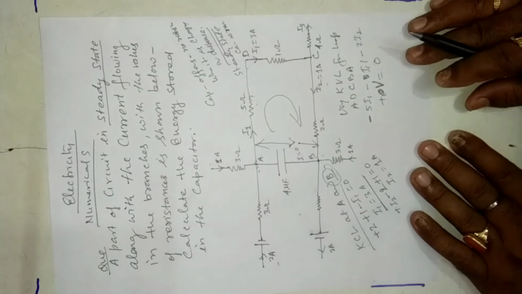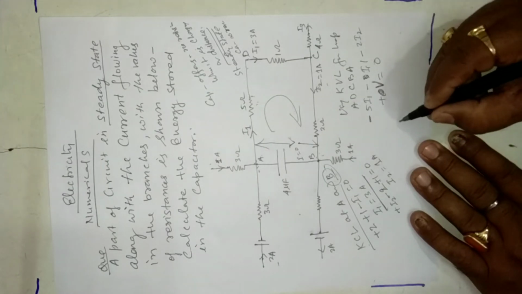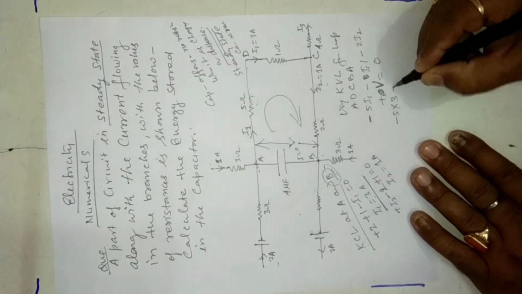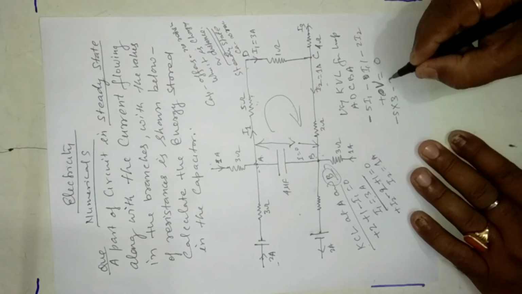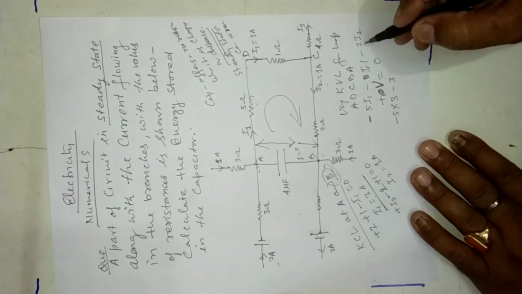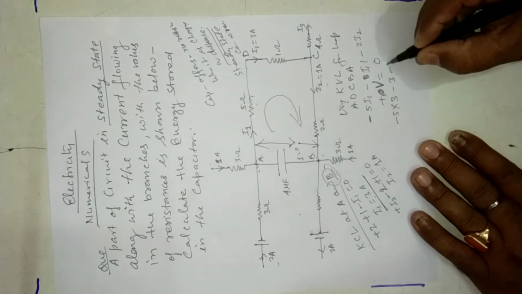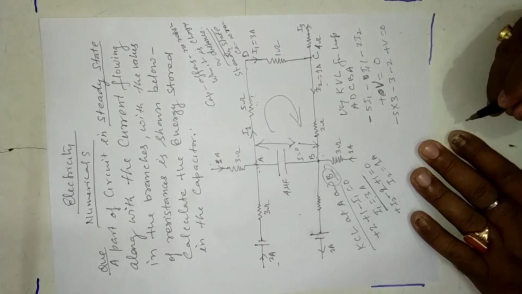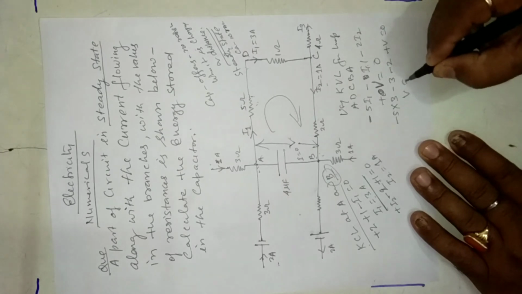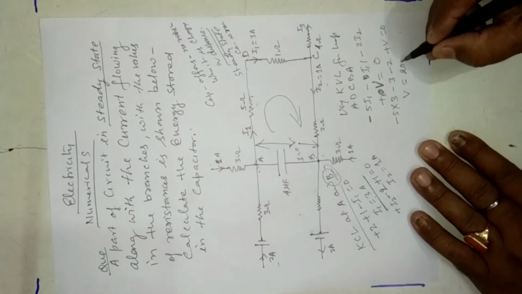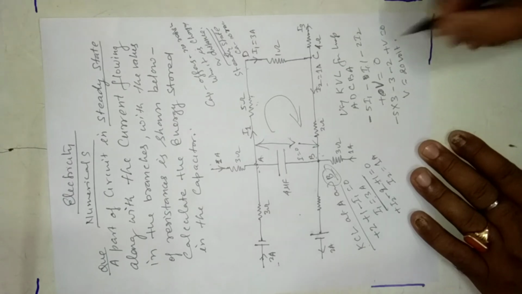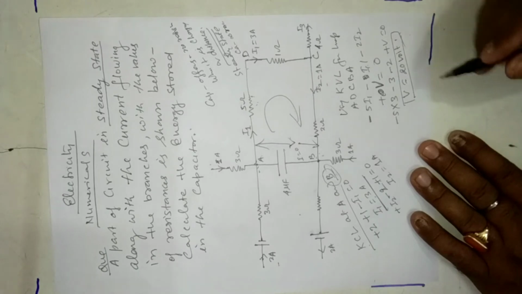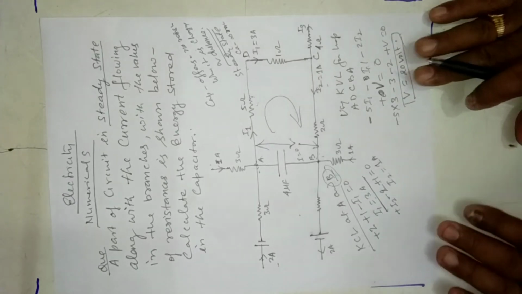So now what will happen? 5 into I1 is 3, minus, again it is I1 3, again here I2 is 1, so minus 2 plus V is equal to 0. So we will get here V is equal to 20. V is equal to 20 volt. We have got here the voltage across the capacitor. This is the voltage across the capacitor.